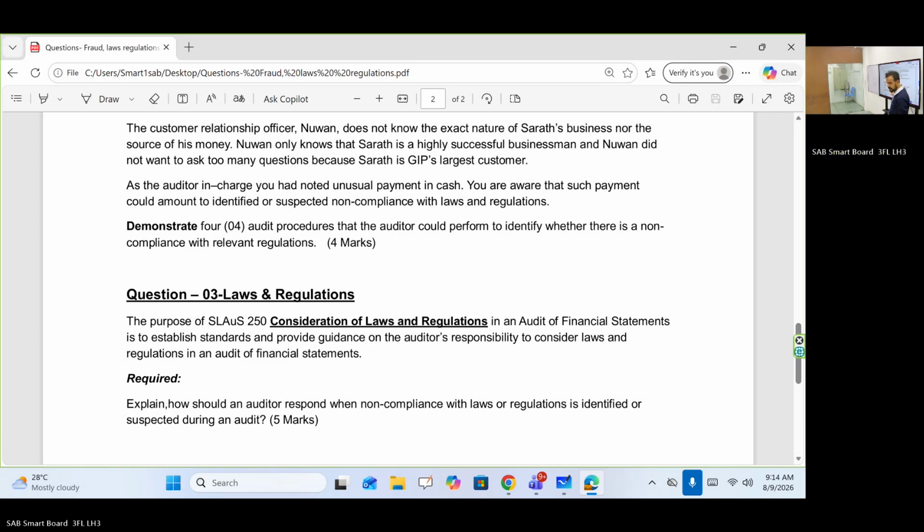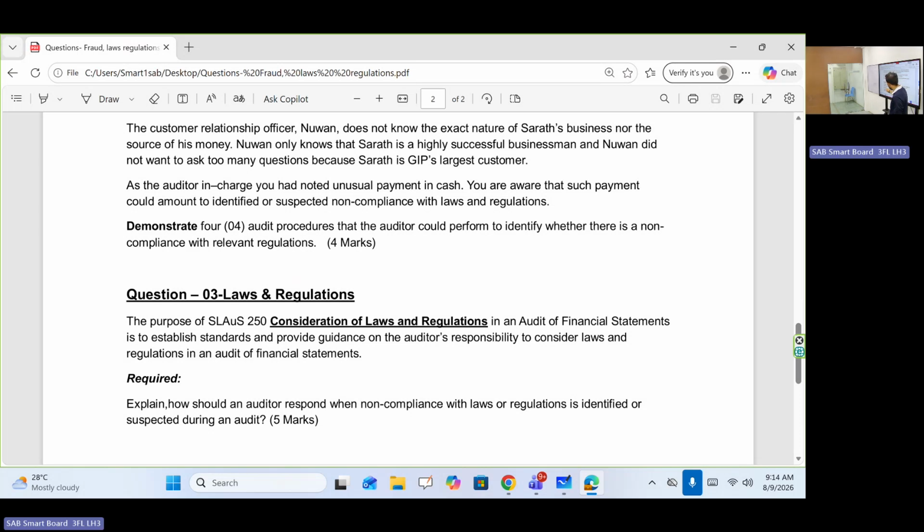The purpose of auditing standard 250, consideration of laws and regulations in an audit of financial statements, is to establish standards and provide guidance on the auditor's responsibility to consider laws and regulations in an audit of financial statements.